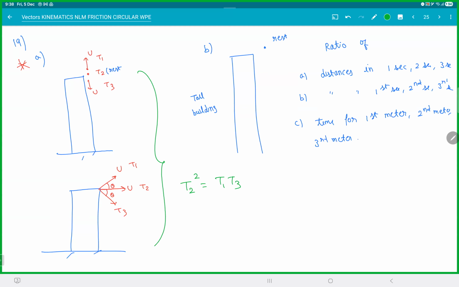Get the next one. A particle is thrown from a very tall building. Find the ratio of distances in the first second, second second, and so on, and the time taken for the first meter, second meter, third meter. Again, standard stuff. These are the kind of questions which will repeat a lot in CET bits. Even mains also they can come. Maybe out of 25, you'll find 3-4 questions of standard models. You should just know the result, mark it, and go ahead.